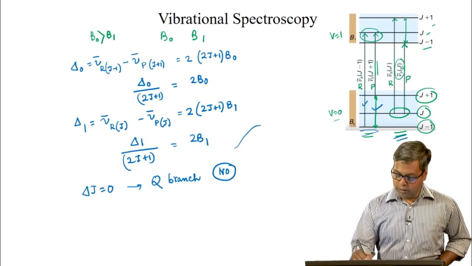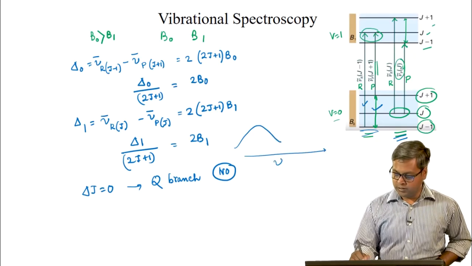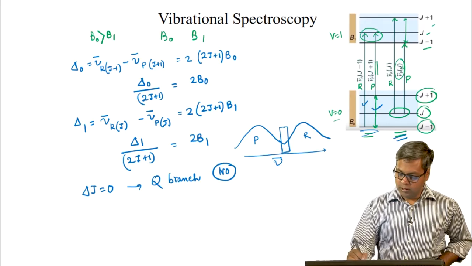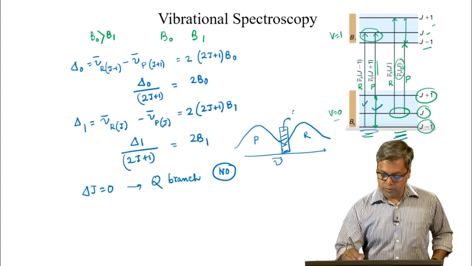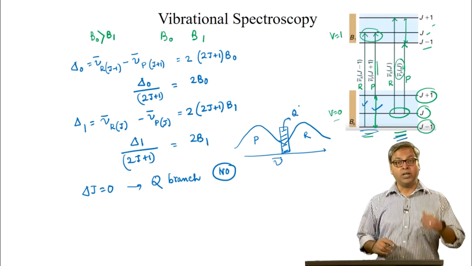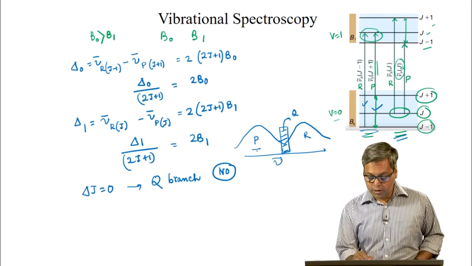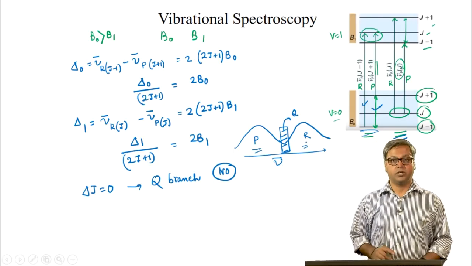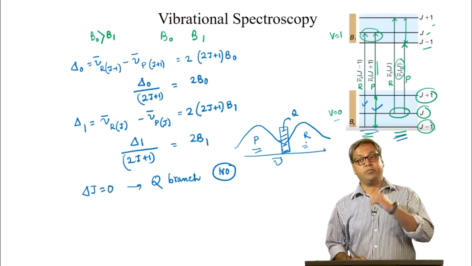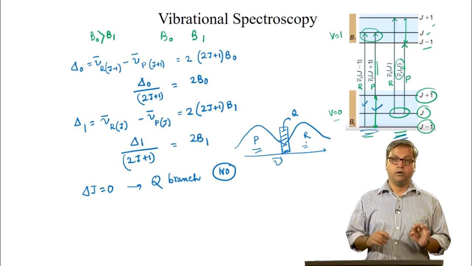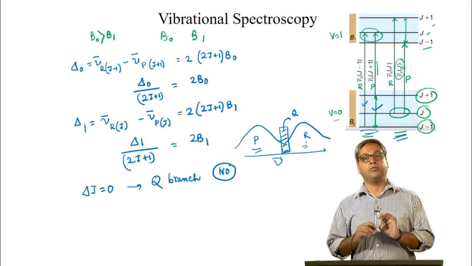In other words, we have the P branch, so the frequency increases this side, and we have the R branch, so this is the R branch, this is the P branch. For NO, this fundamental gap that we talked about earlier, in this place we will have the Q branch. So, in HCl or carbon monoxide, there is a gap between the P and the R branch, where the Q branch should appear. This is because the Q branch is forbidden for HCl or carbon monoxide.